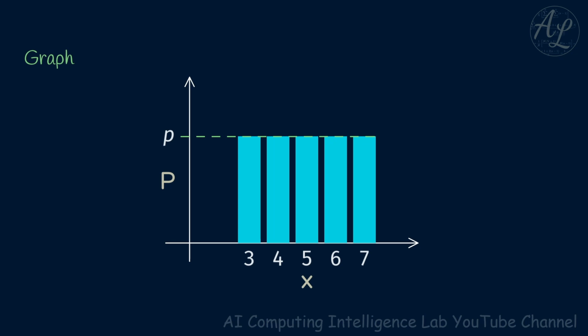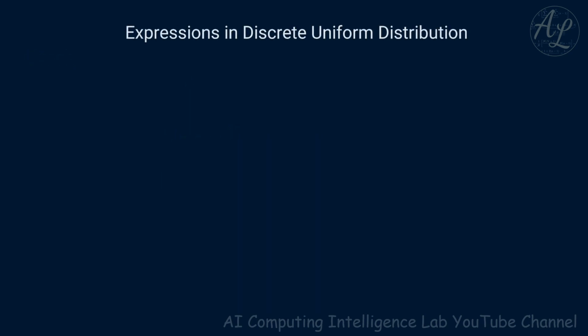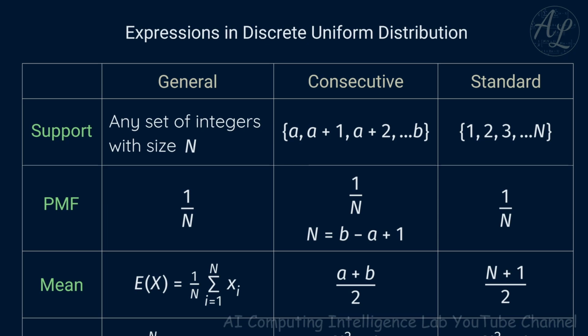So this is the graph of the discrete uniform distribution. If you see a distribution graph which contains discrete values and the graph is flat like this, then the distribution is likely a discrete uniform distribution. So now let's discuss the common expressions that characterize the discrete uniform distribution. Let's have the expressions in here. We have here the expressions that characterize the discrete uniform distribution.